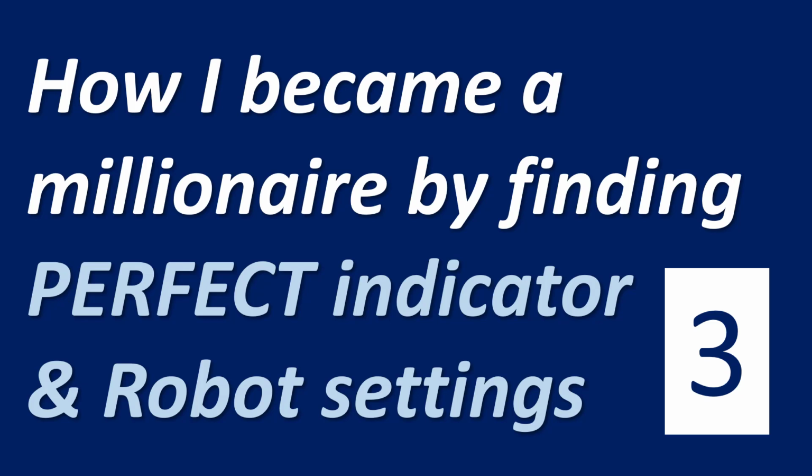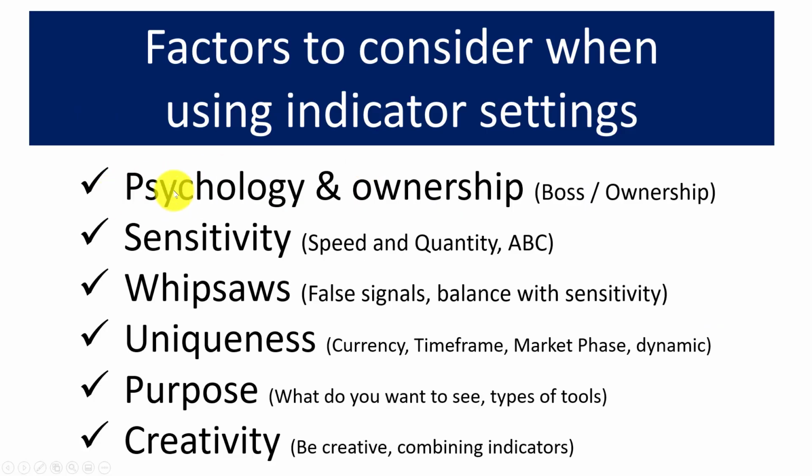In this video on how I became a millionaire by finding perfect indicator and robot settings, we are going to be looking at creativity, and this is the third video in this series. So in the first video we looked at psychology and ownership, where you should be the boss of your indicator or robot and take ownership of it and give it the instructions that it can understand.